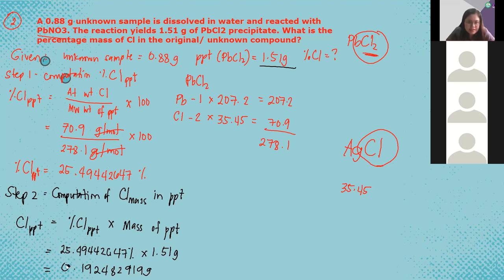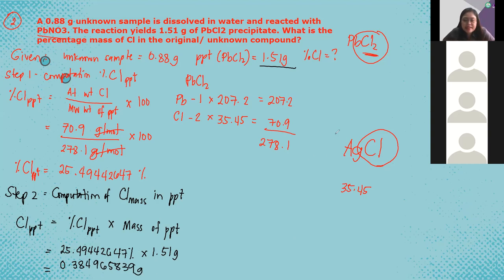25.494426.47%. So 25.494426.47 divided by 100. Let's make it in decimal form. So 0.25494426.47 times 1.51 is 0.38496583 grams. So alam na natin ang mass talaga.